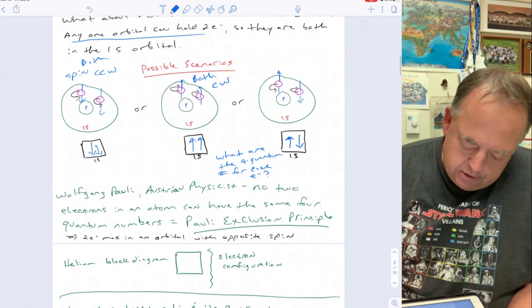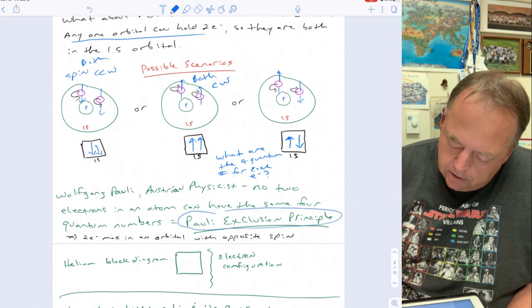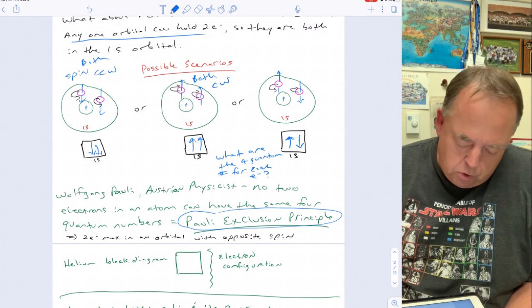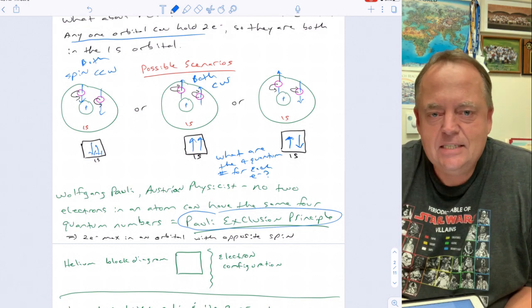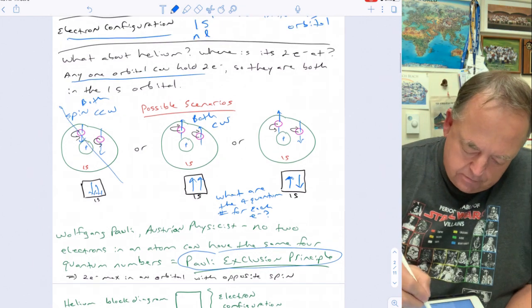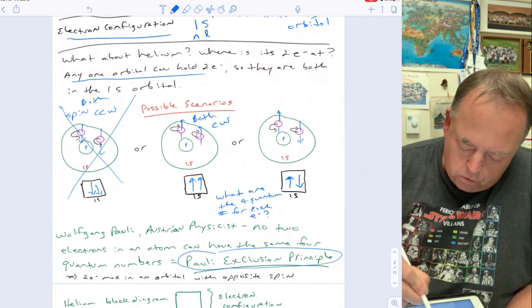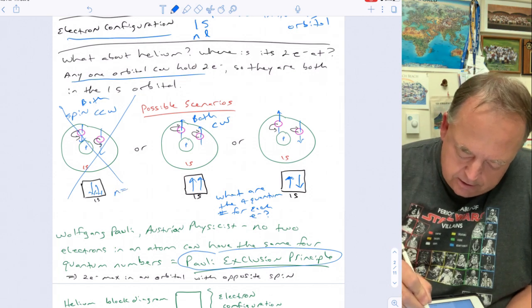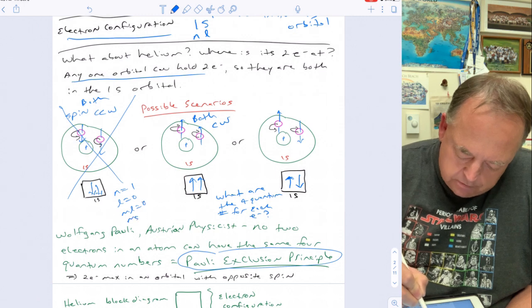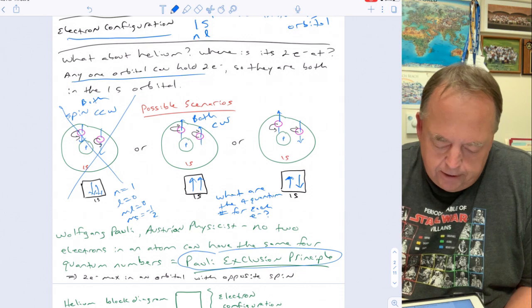Well, the answer is, if you use the Pauli exclusion principle, from an Austrian physicist, no 2 electrons in an atom can have the same 4 quantum numbers. What that means is that this cannot be correct, because those 2 electrons would have the same 4 quantum numbers. What would those quantum numbers be? n is 1, L is 0, m sub L is 0, and m sub S equals negative 1/2 for both. So that violates quantum mechanics.